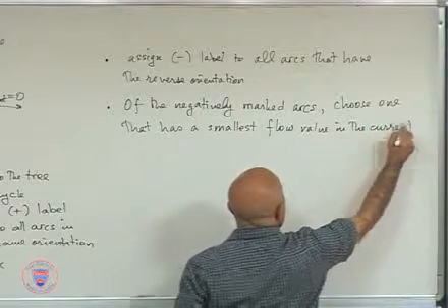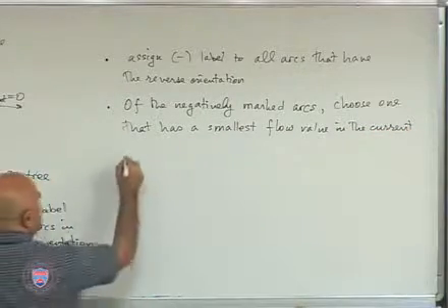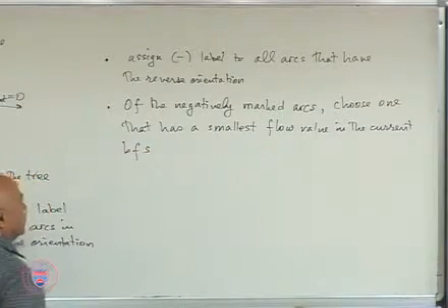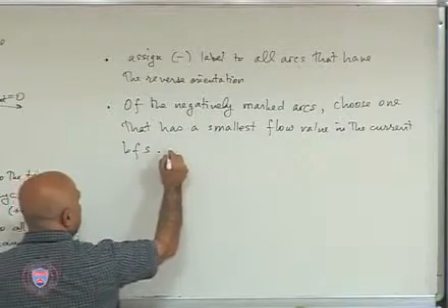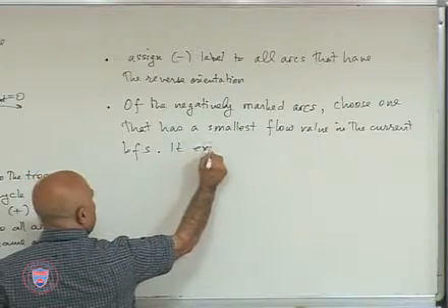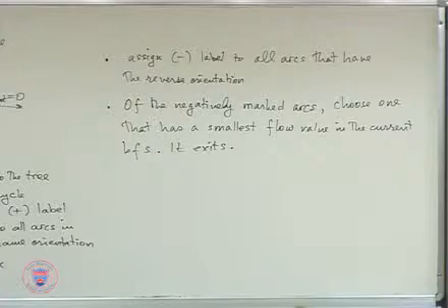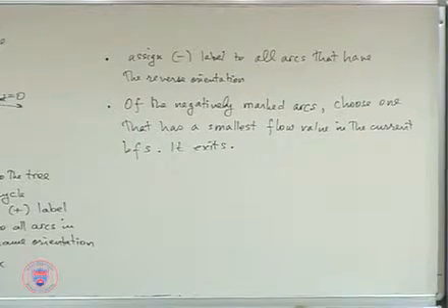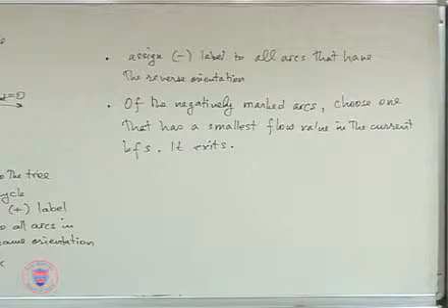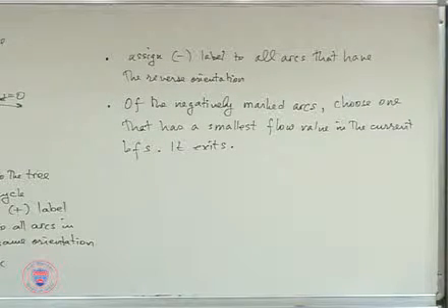The arc that has the smallest flow value in the current basic feasible solution is the one that exits. If you have ties, just pick one. In which case, of course, you will end up with a degenerate basic feasible solution in the next one, because simultaneously they will go down to 0, but only one of them will be basic. One of them will be non-basic, the other ones will be basic.